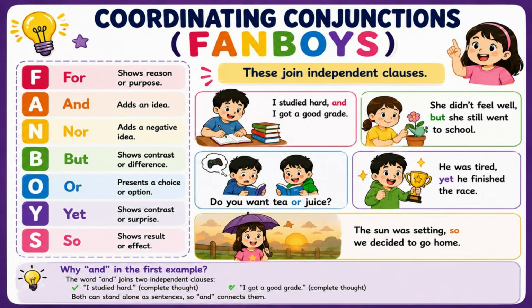You will also learn coordinating conjunctions. Let us have this one. FANBOYS. For, and, nor, but, or, yet, so. These join independent clauses. Examples: I studied hard and I got a good grade. Do you want tea or juice?